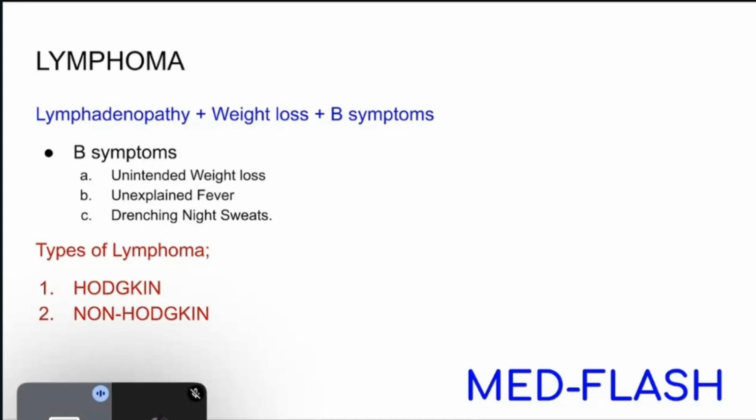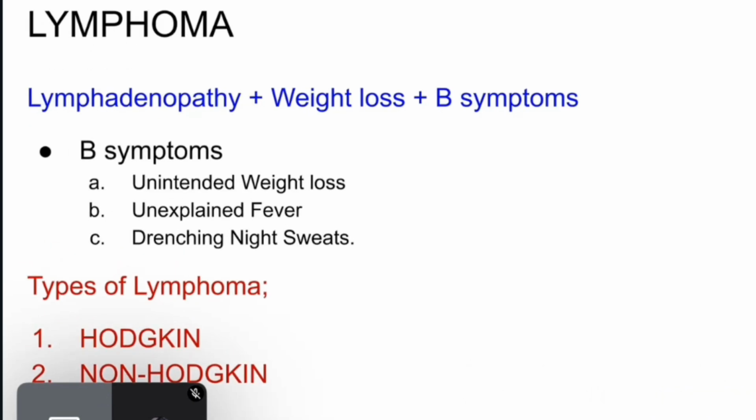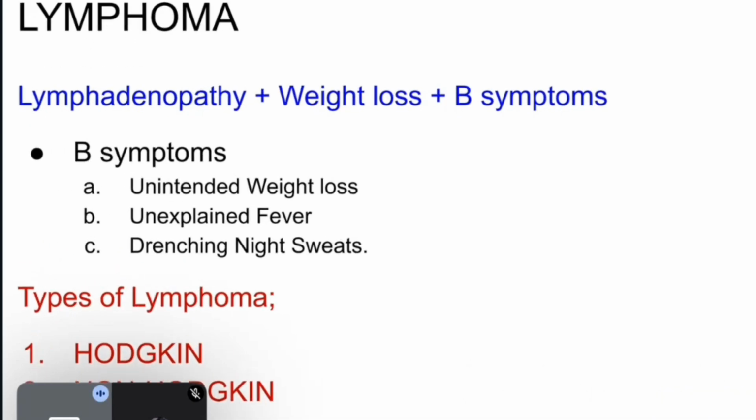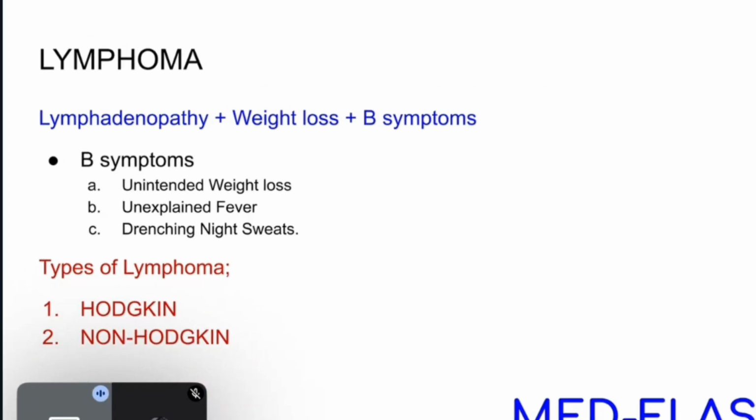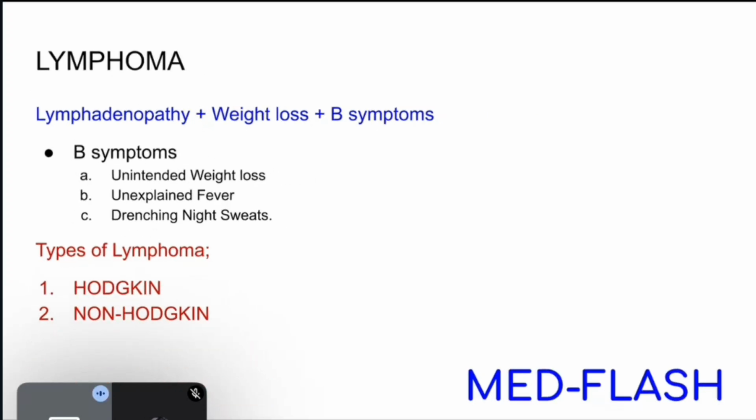Okay, coming to lymphomas. What are lymphomas? Lymphomas are basically lymphadenopathy, weight loss, and B symptoms. So, what are B symptoms? B symptoms are very characteristically noted here: unintended weight loss, unexplained fever, and drenching night sweats. Now, I had mentioned again that these B symptoms are commonly shared characteristics between lymphomas and leukemias, but now you know how to differentiate them, right?